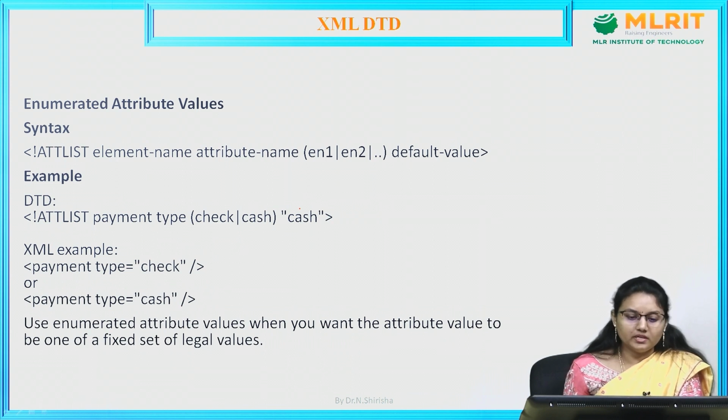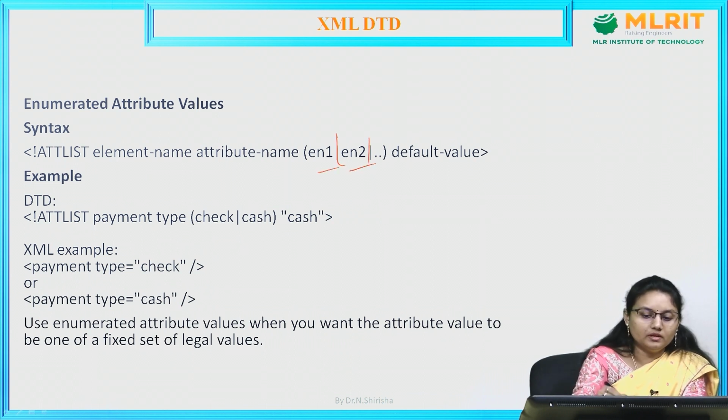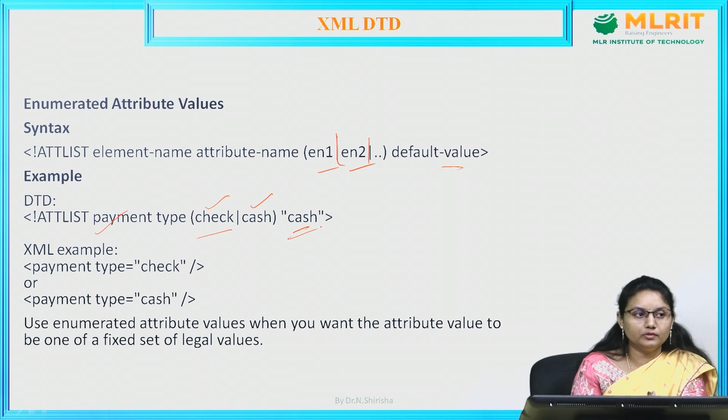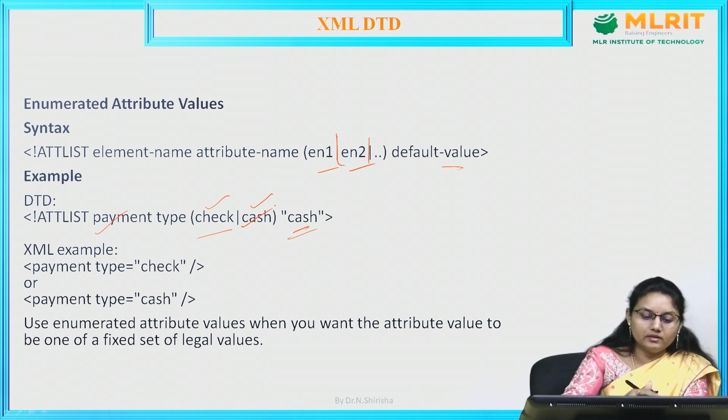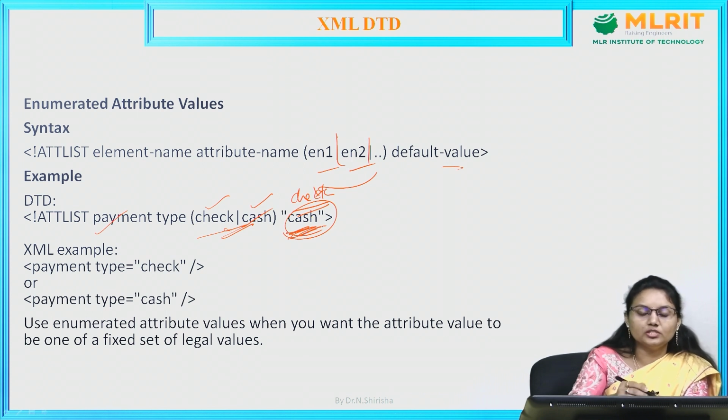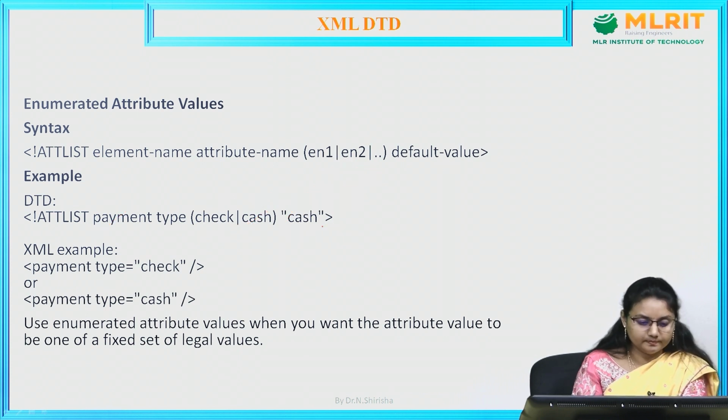So like that, enumerated attribute values with pipe symbol where multiple things can be given. So you can do the payment of type check or type cash also. But here default value is cash. Suppose optional, if you are not having cash, then you can also give check in the place of cash. So that is the enumerated list we are giving with the default value. You can also give default value here apart from cash. You can also make it check. So what is this? Default value is check. Whatever you mention here, that will be the default value.